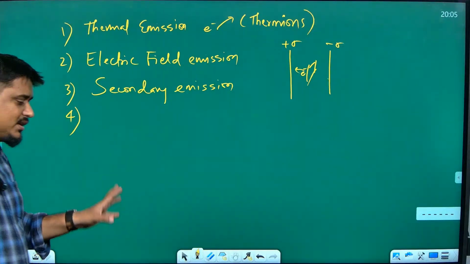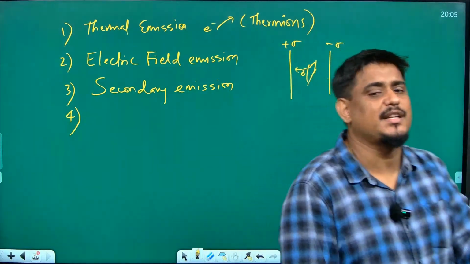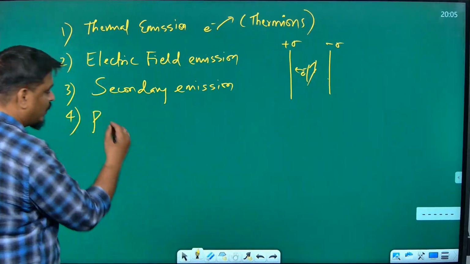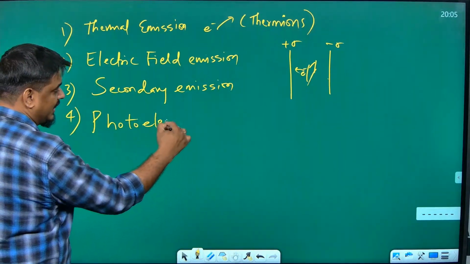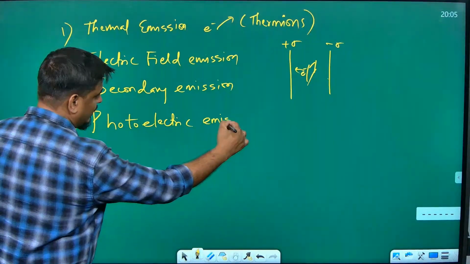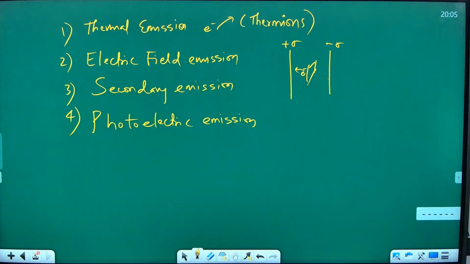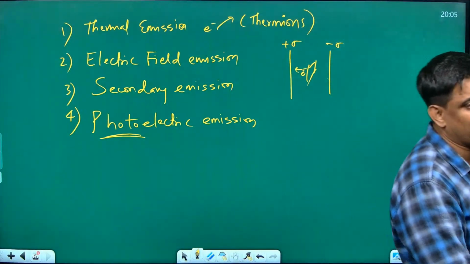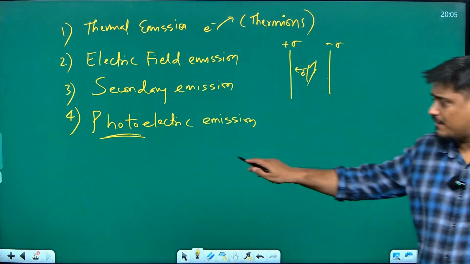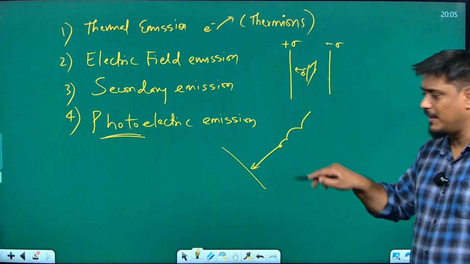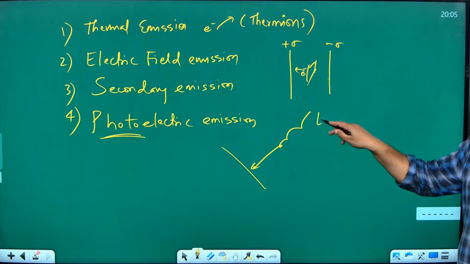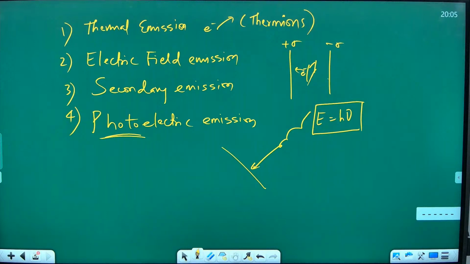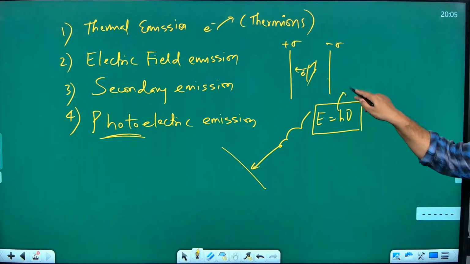And the fourth one, the most important one, which the whole chapter is based upon, is photoelectric emission. What is photoelectric emission? As the name says, photo means photons, photons means light. So if you have light hitting a metal plate, when it comes, it brings with it energy in packets called h nu. Are you aware of that? E is equal to h nu. h is called Planck's constant. What is the value of it?